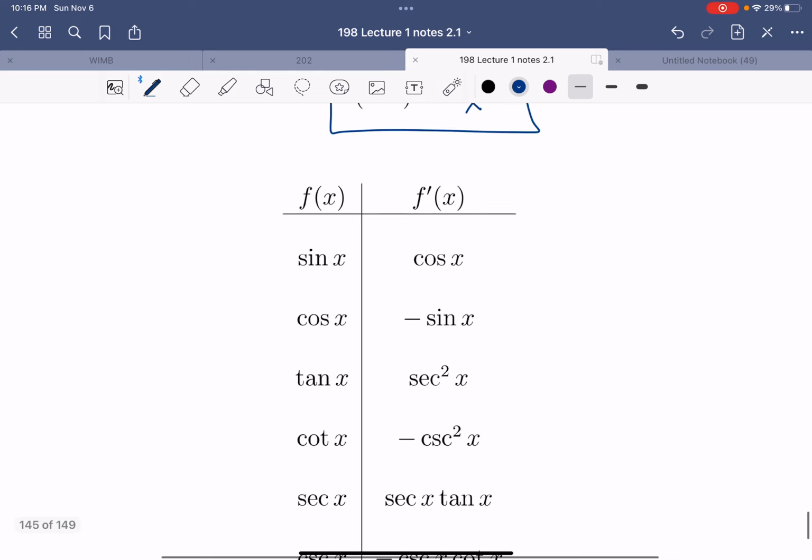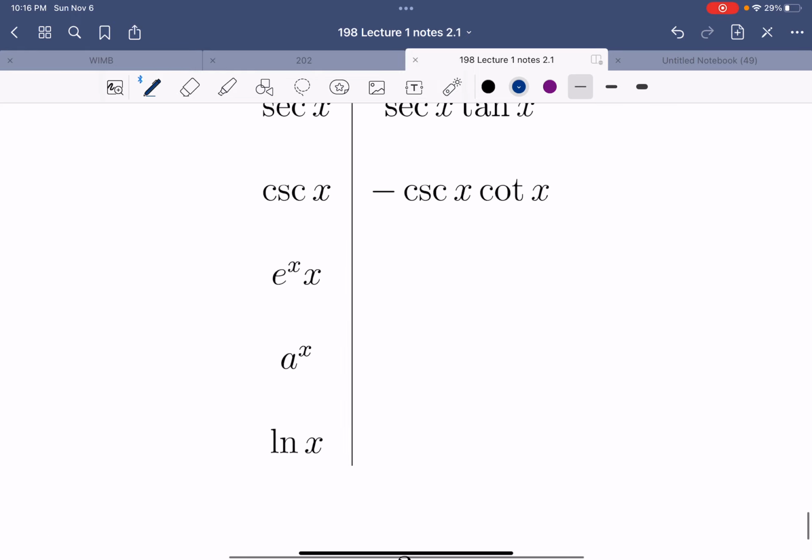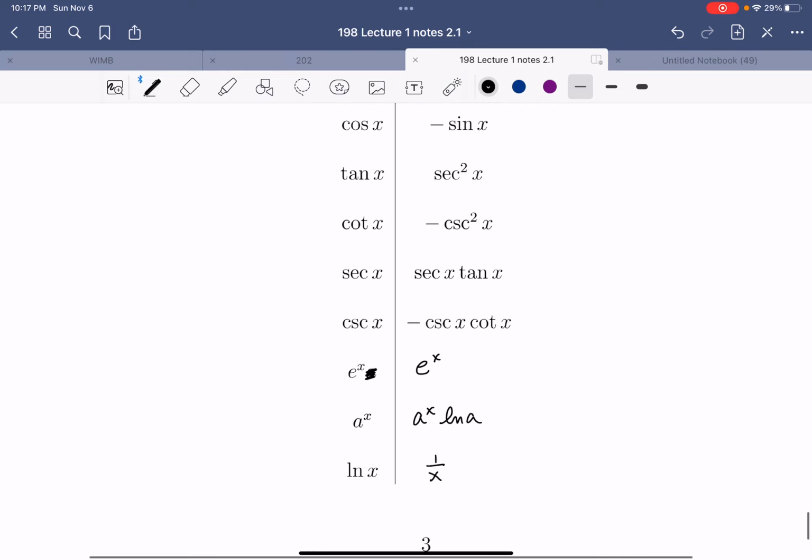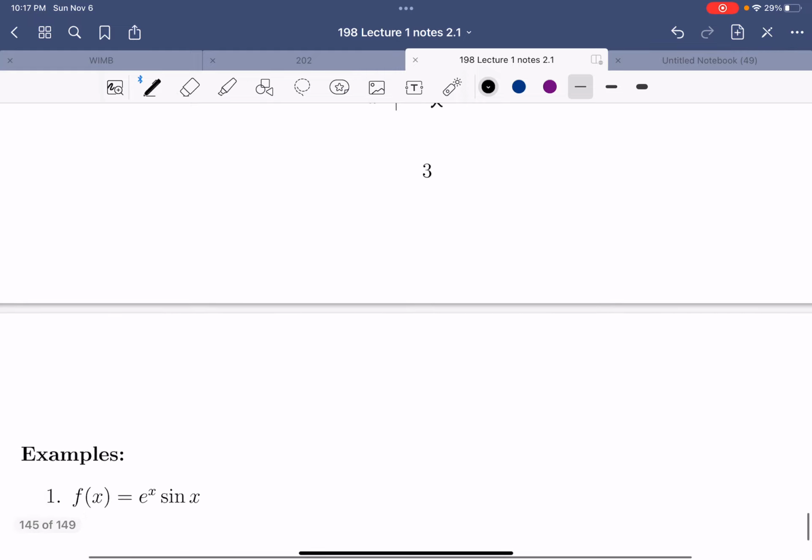So if we're updating our chart, we're going to add in, oh geez, sorry, typo here. This x doesn't belong here. The derivative of e to the x is just e to the x. The derivative of a to the x is a to the x times the natural log of a. And the derivative of natural log is 1 over x. Okay. So our next goal is then to mix these in with our other rules.